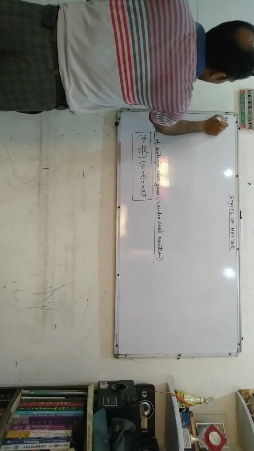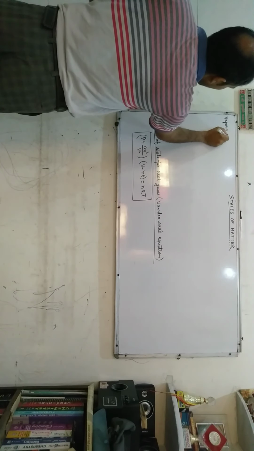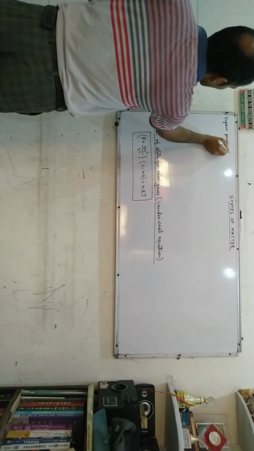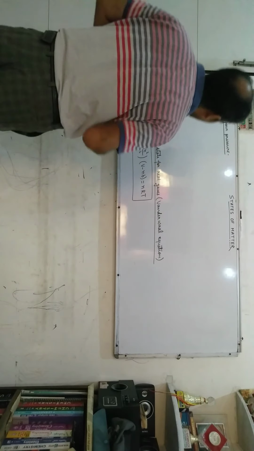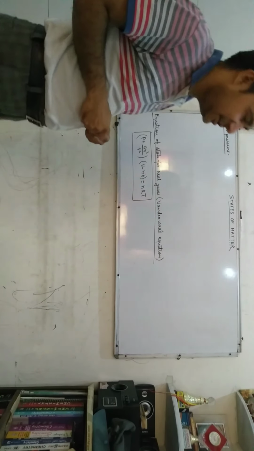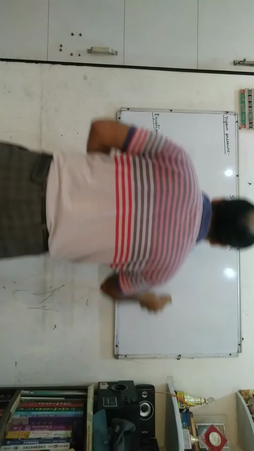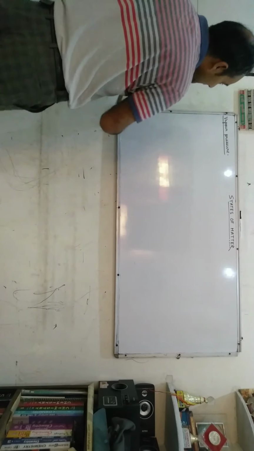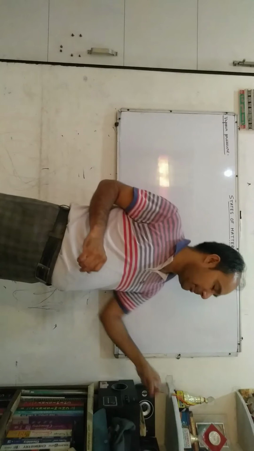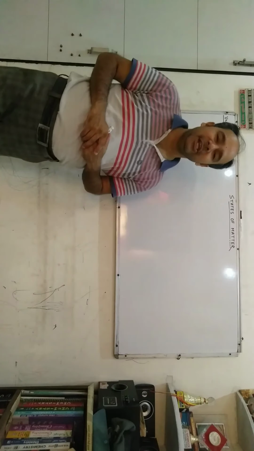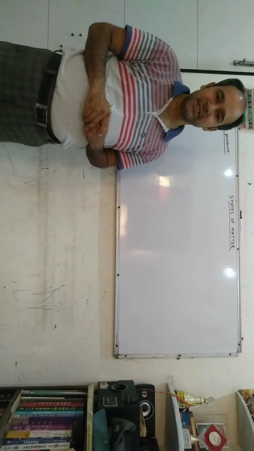The pressure exerted by vapor at equilibrium is said to be its vapor pressure. I repeat again, the pressure exerted by vapors at equilibrium is said to be its vapor pressure. More the vapor pressure of liquid, lower will be its boiling point and vice versa.